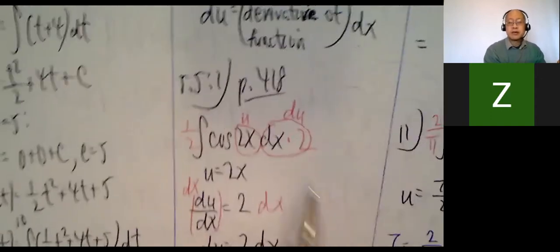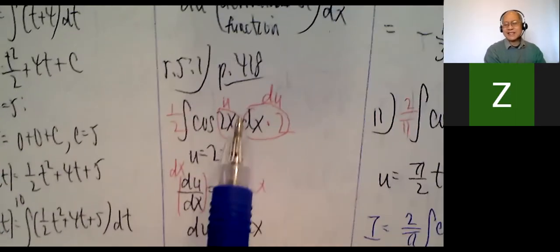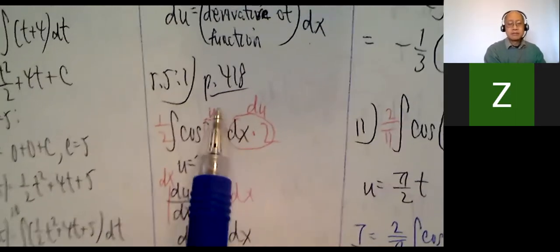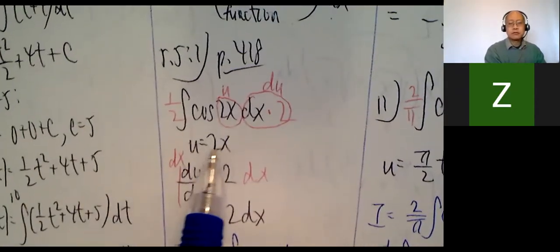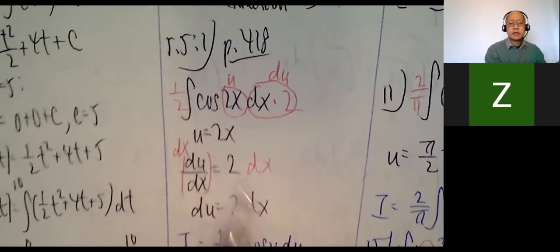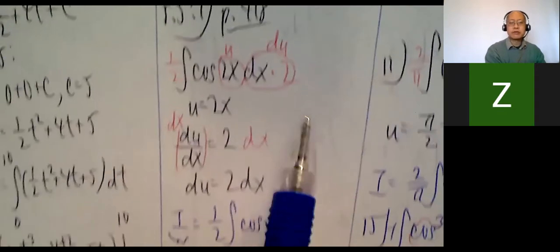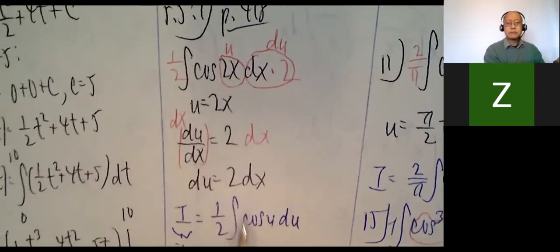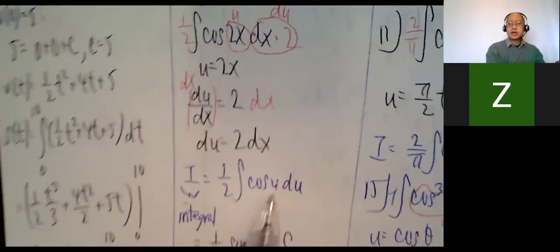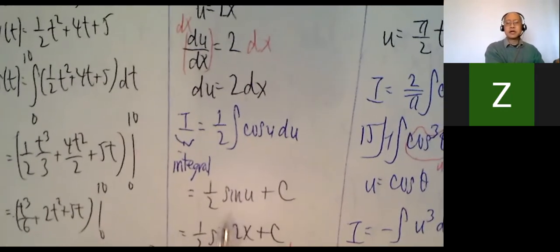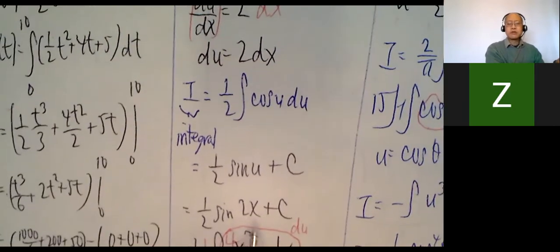Okay, so one more time for this first example. Instead of having something quote unquote complicated, I guess this is not too complicated, but this could be a mess. Just call it u. Let u be 2x, take the derivative of u, du is 2dx. I saw the dx, I don't see the 2. Put a 2 inside, 1/2 outside, 2 times 1/2 is 1. Change that to cosine u, change that to du. Look at this and say, oh yeah, I know how to do that. Integral of cosine is sine. 1/2 sine u plus c. Change u back. Final answer, 1/2 sine 2x plus c.